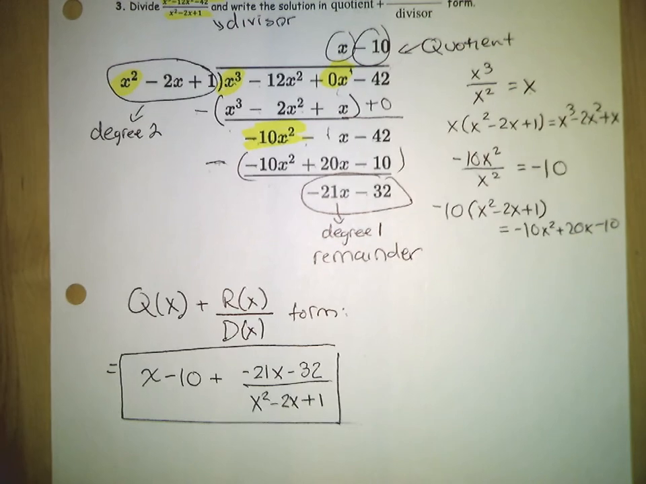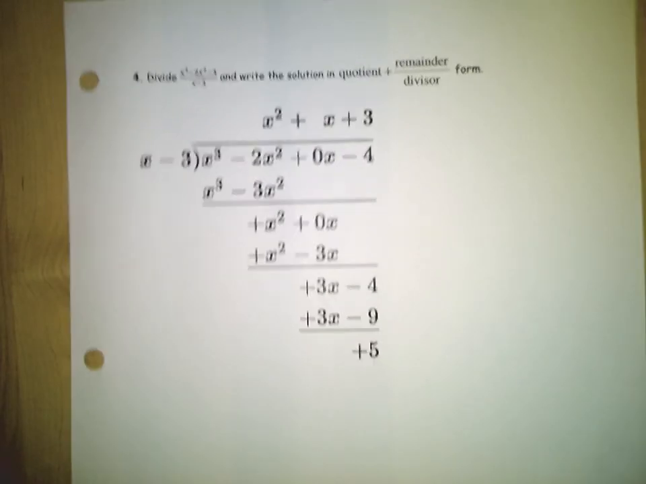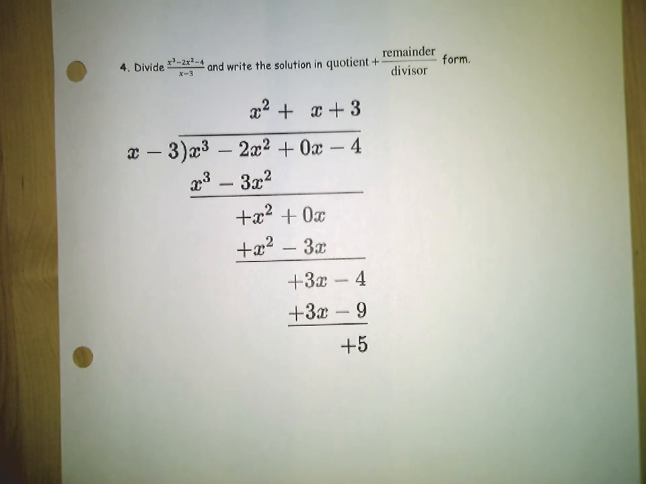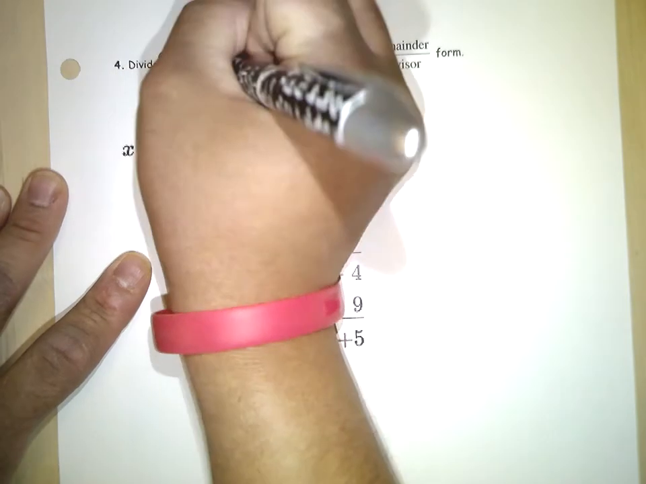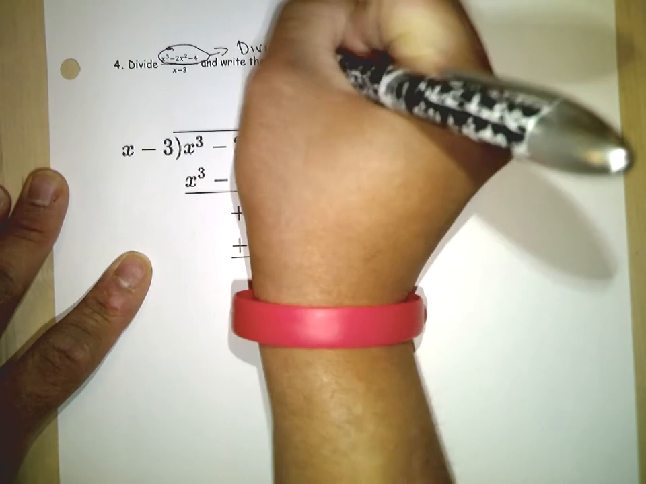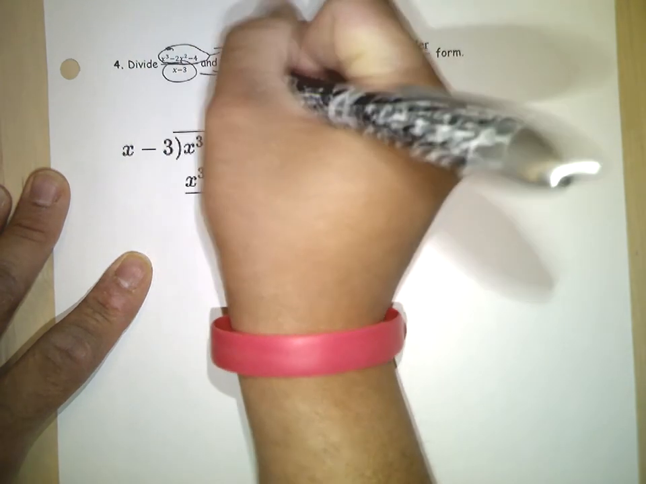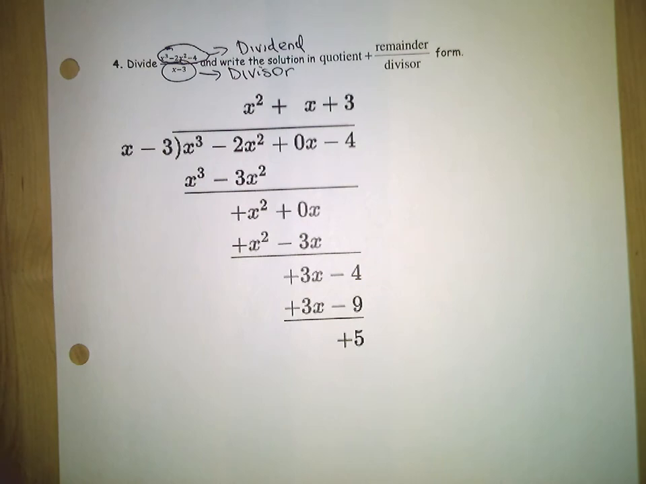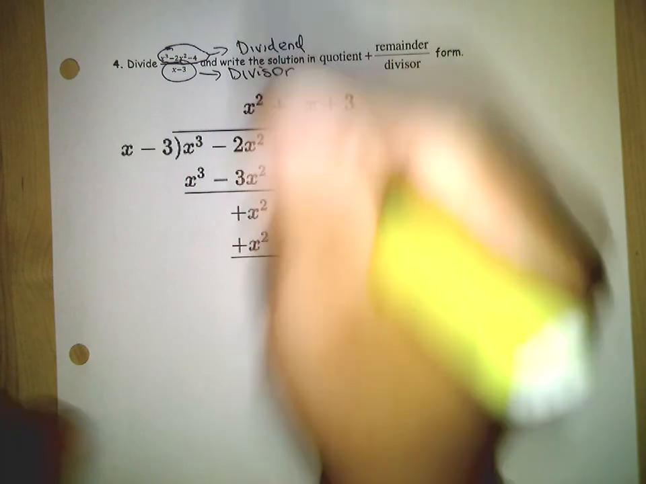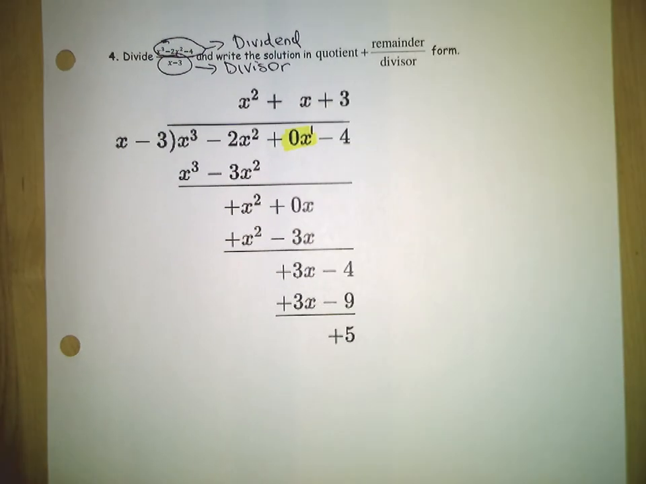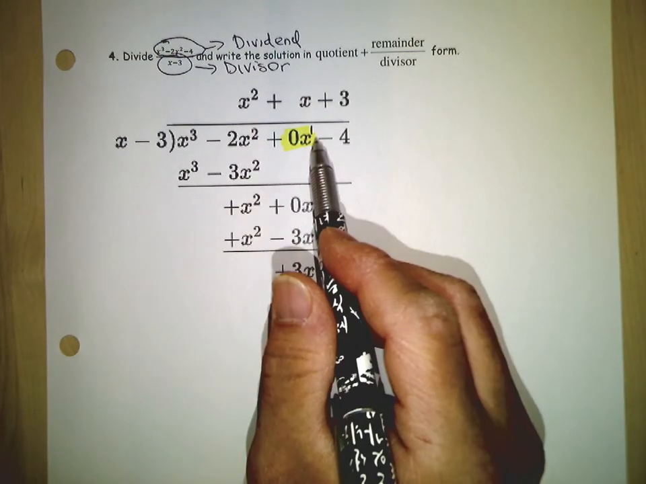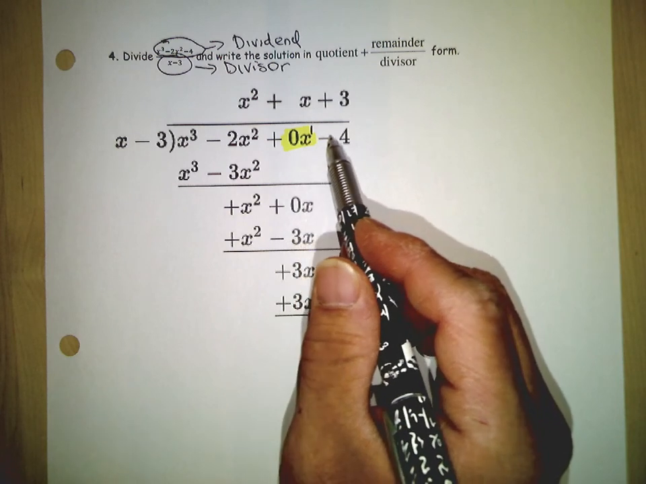All right, so I really hope that you enjoyed that example because it's time for another one. Let's divide x to the third minus 2x squared minus 4 by x minus 3. So again, here is the dividend, and here is the divisor. We'll start by making sure that we have all of the powers of x in descending order in the dividend and the divisor. So I need to write in the 0x to the first again.